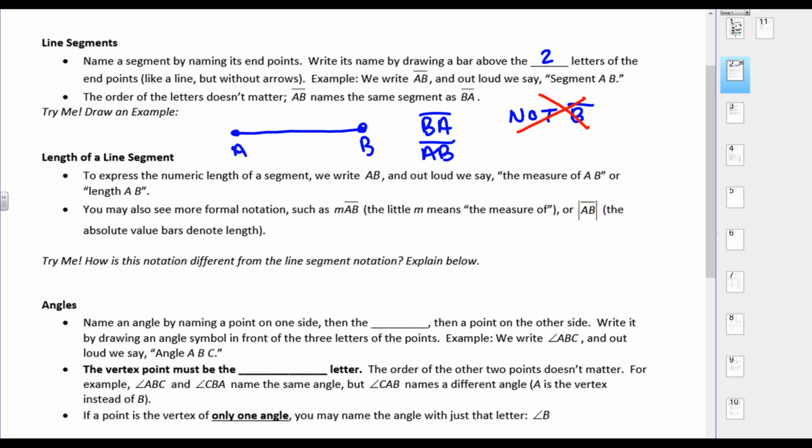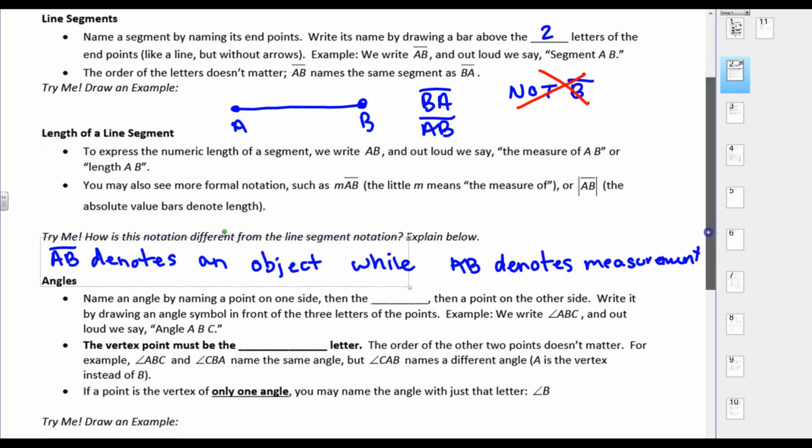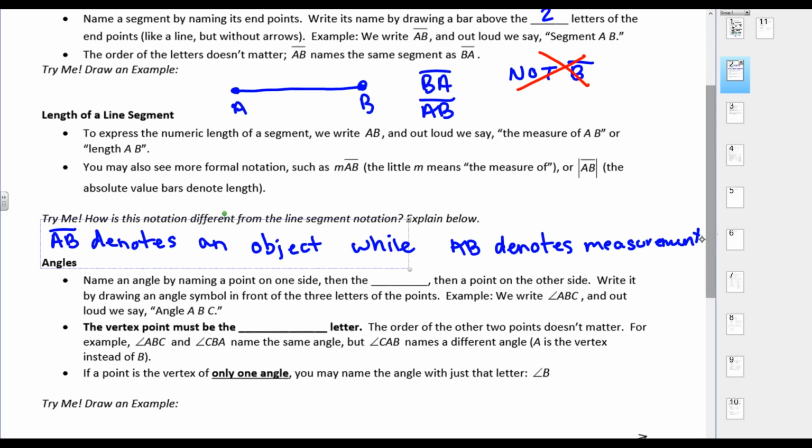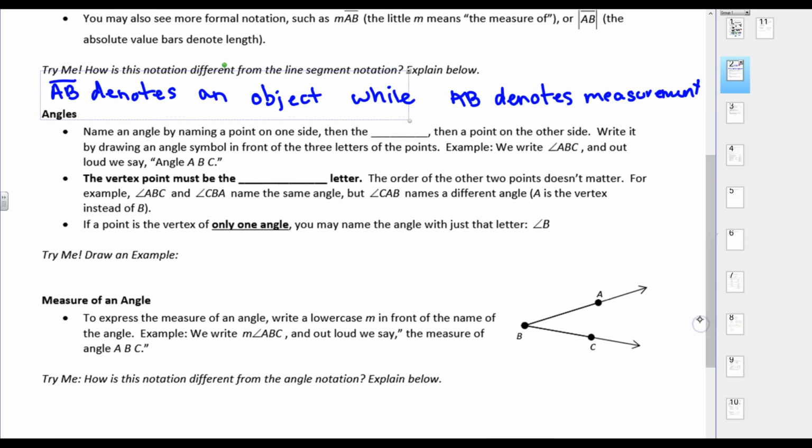But I want you to take a minute and answer, how is this notation different from line segment notation? Take a minute below and answer that question. AB with a bar over it denotes an object, while AB without a bar over it denotes the measurement of that object. So let's keep going.